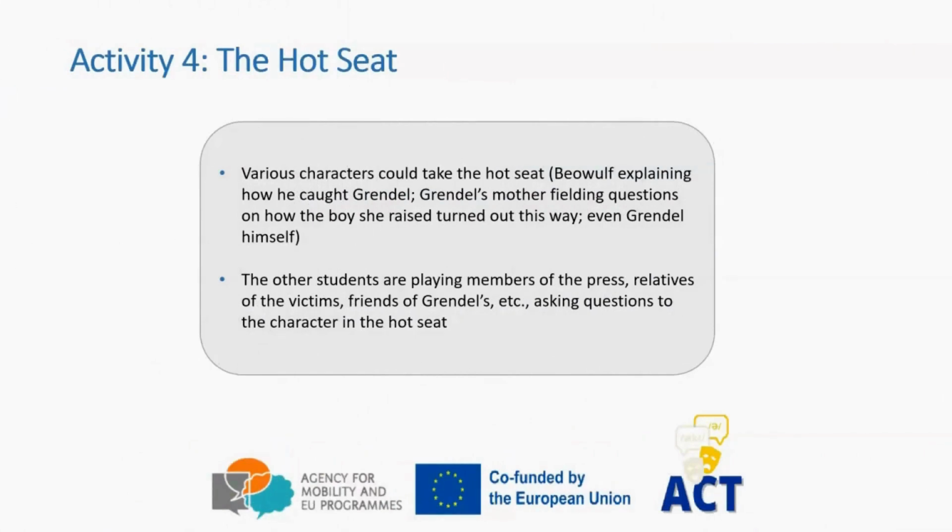Activity number 4. The hot seat. Various characters could take the hot seat. Beowulf explaining how he caught Grendel, Grendel's mother fielding questions on how the boy she raised turned out this way, even Grendel himself. The other students are playing members of the press, relatives of the victims, friends of Grendel's, etc., asking questions to the character in the hot seat.